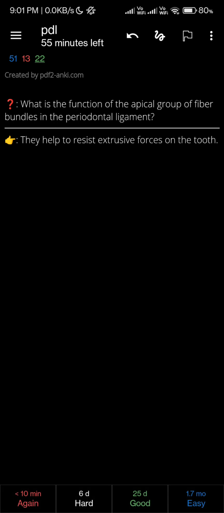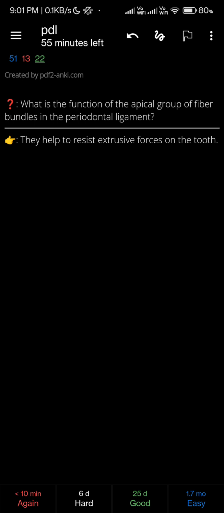So what is the function of the apical group of fiber bundles in the periodontal ligament? They prevent tooth tipping. They can prevent tooth tipping and resist the process of luxation. They help to resist extrusive forces on the tooth.